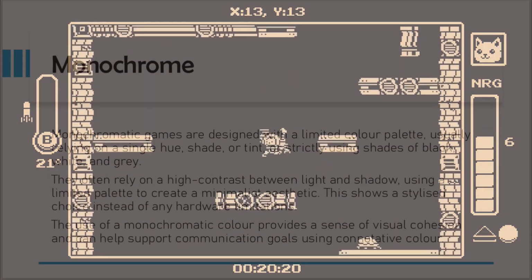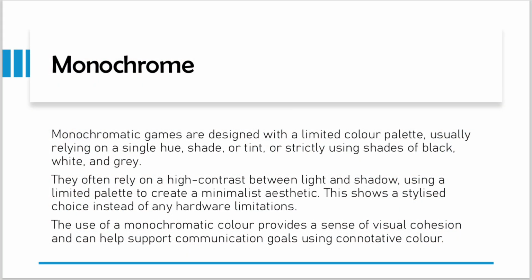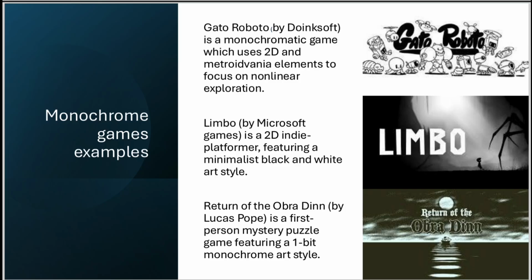The use of a monochromatic color provides a sense of visual cohesion and can help support communication goals using cognitive color. Some monochrome game examples include Gato Roboto, Limbo, and Return of the Obra Dinn.